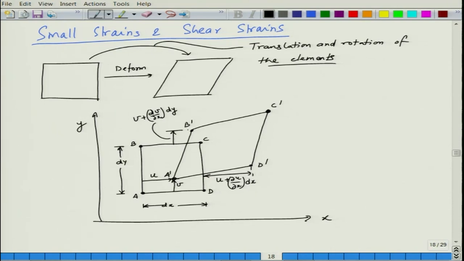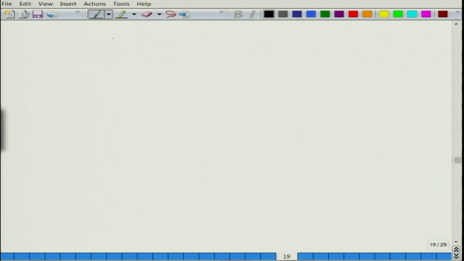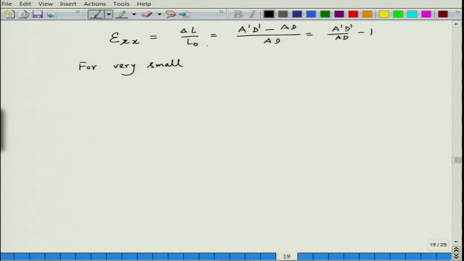So let us calculate what the strains are. Epsilon xx, let us say we want to calculate the macroscopic strain, will be delta L divided by L naught, and we can write this as A prime D prime minus AD divided by AD, which is equal to A prime D prime by AD minus 1. For very small strains, one can write epsilon xx, let us just write this as a macroscopic strain, okay.